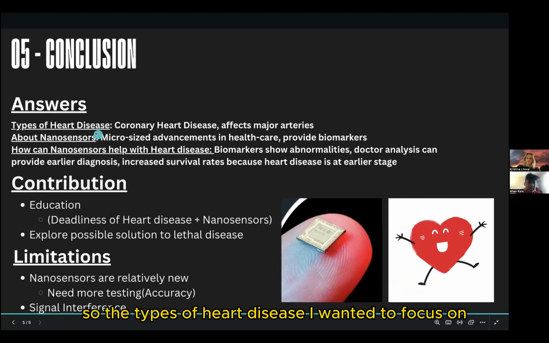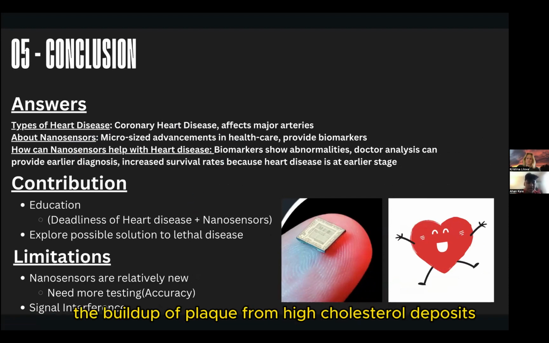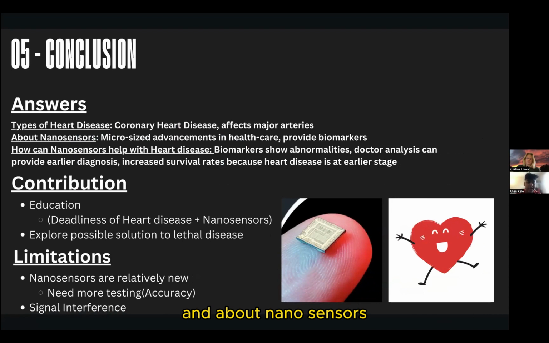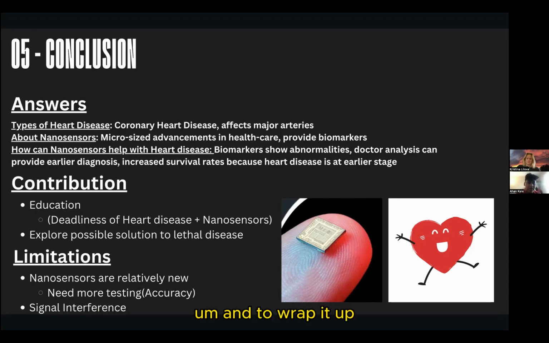So the types of heart disease, I wanted to focus on coronary heart disease, which affects the major arteries with the buildup of plaque from high cholesterol deposits. And about nanosensors, nanosensors are micro-sized advancements in healthcare that can provide biomarkers. And to wrap it up, how can nanosensors help with heart disease? The biomarkers that are provided by nanosensors show abnormalities which doctors can analyze to provide an earlier diagnosis, which helps with increased survival rates.